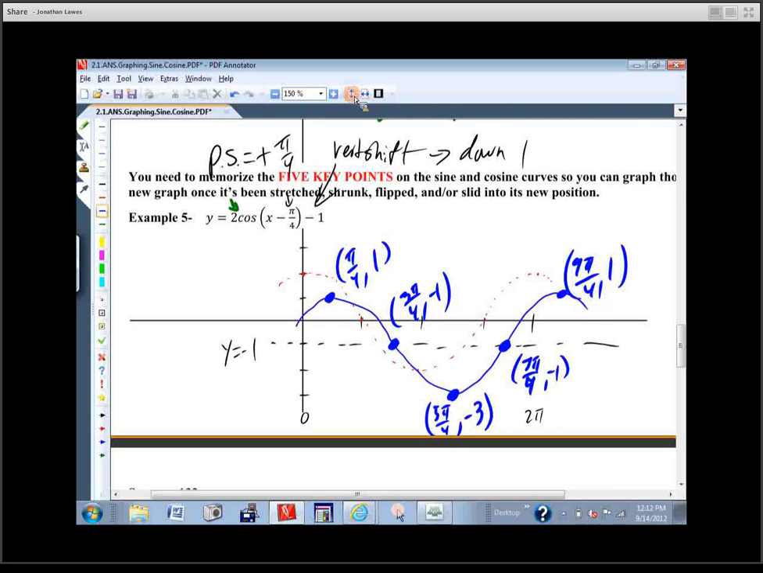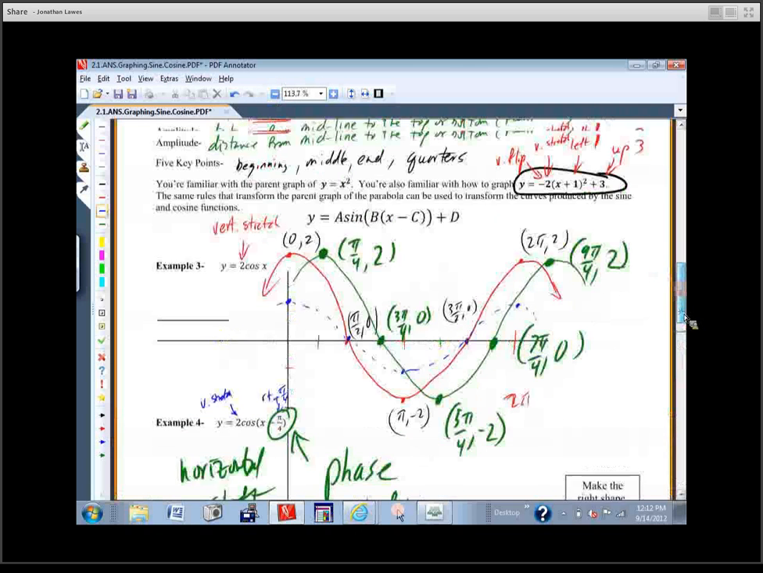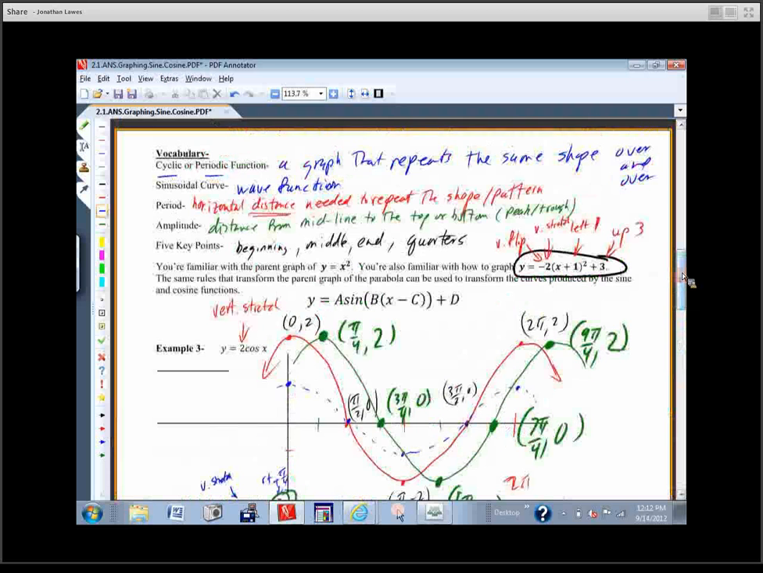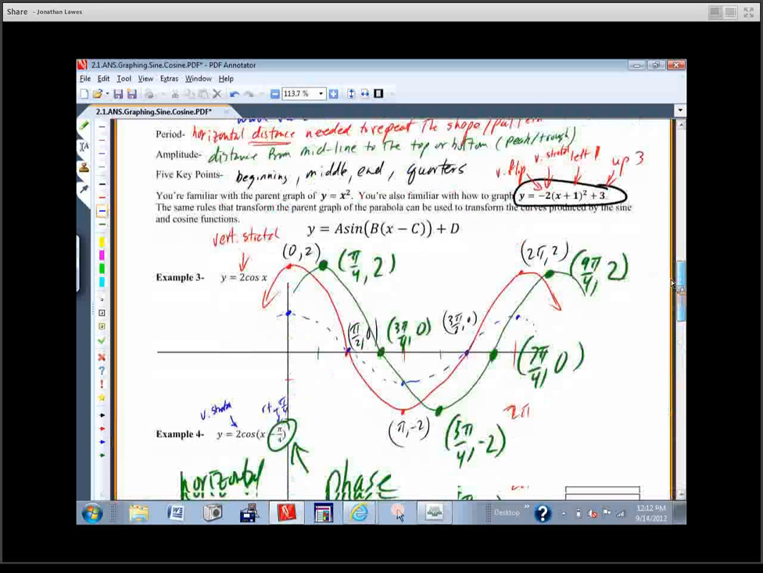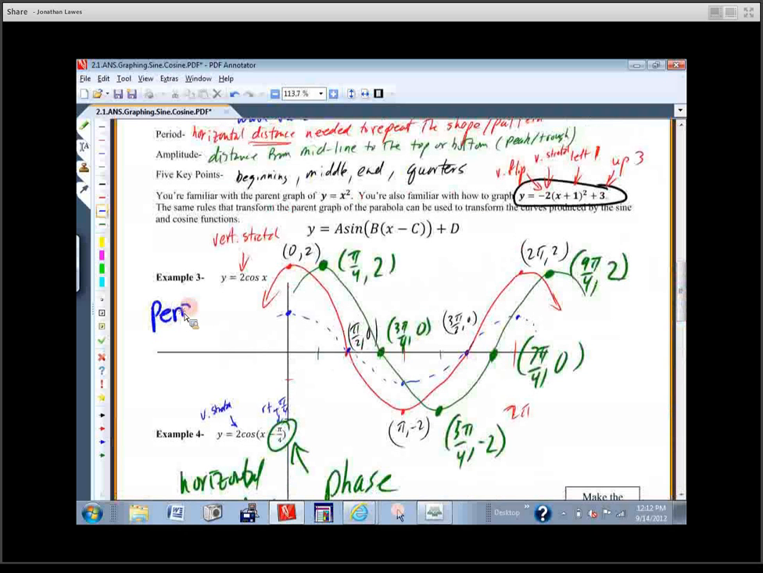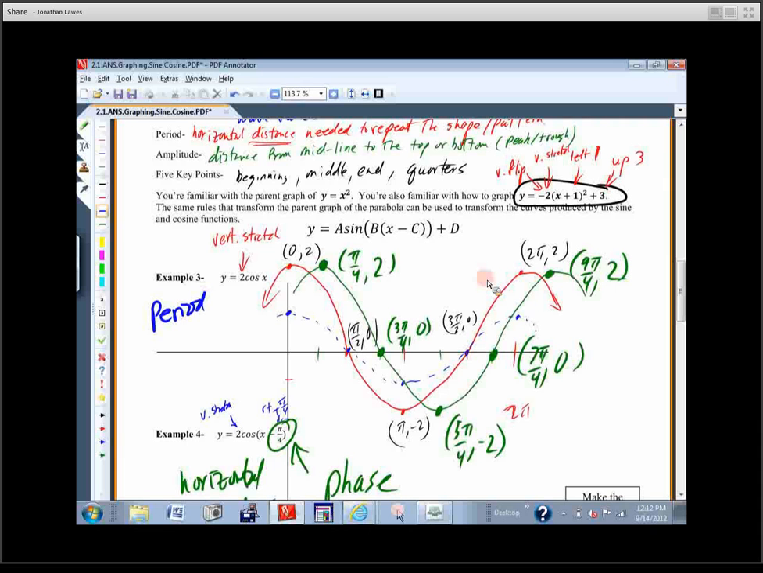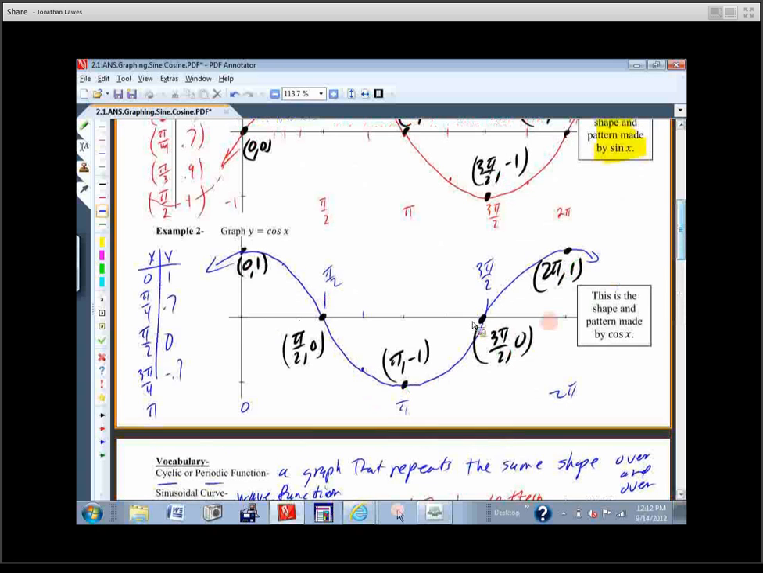Sure? Okay. There's a vocabulary word that we haven't used a lot. We described what it is, but we haven't used it on this. A couple of them, actually. Okay. What's the period? What's the horizontal distance needed to repeat this pattern? It's 2 pi. The period on both of those is 2 pi, for sine and for cosine. Takes 2 pi to repeat that shape.